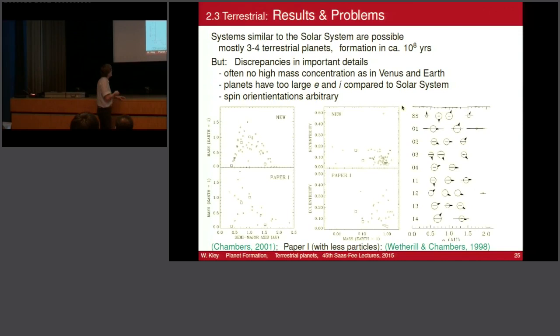Then the planets have very high eccentricity, which is plotted down here. This is the mass, the eccentricity here. So 0.1, 0.2, very high, too high in comparison to the solar system here.